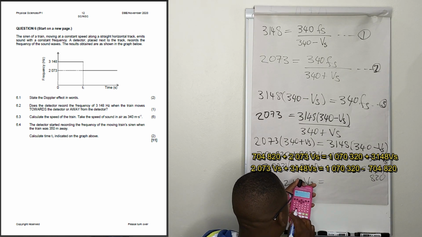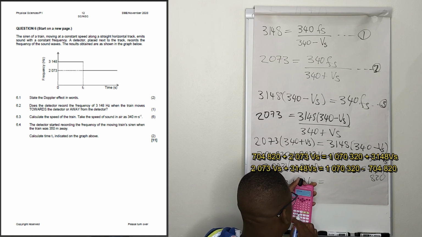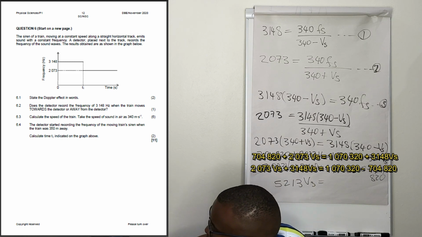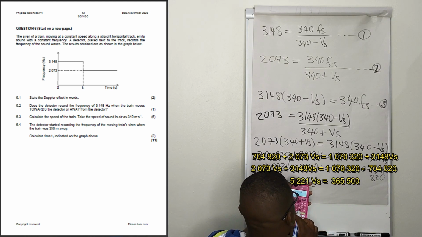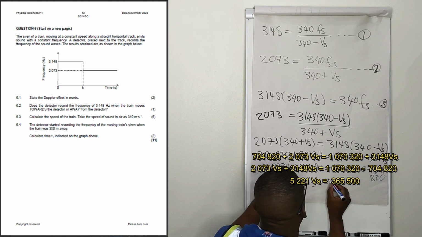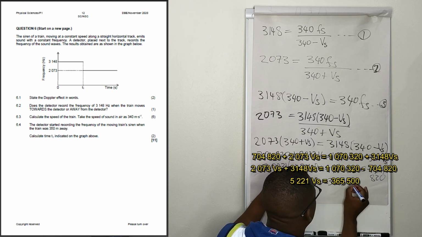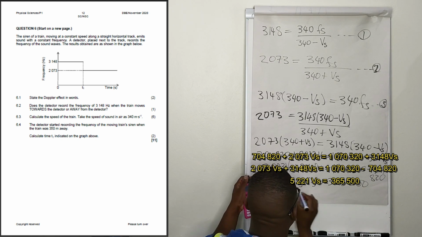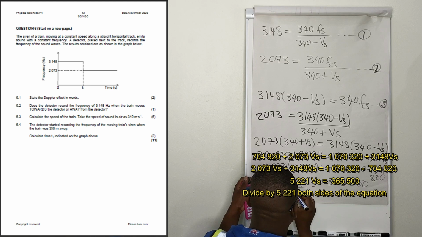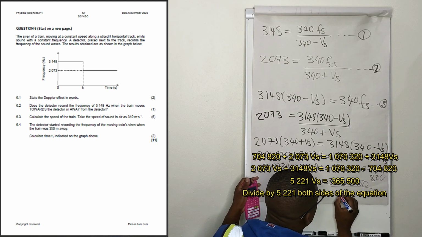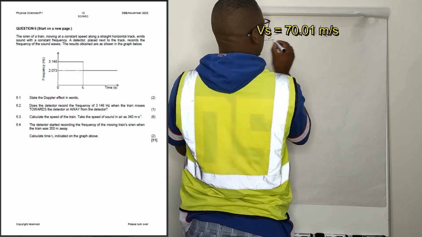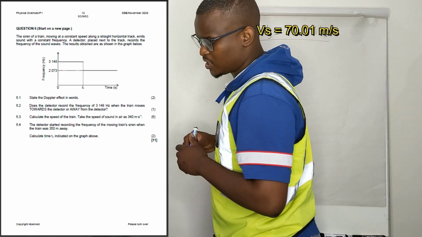1,070,320 minus 704,820. What do we have? We have 365,500. Then you divide by 5,213 on either side. So you're done with question 6.3.